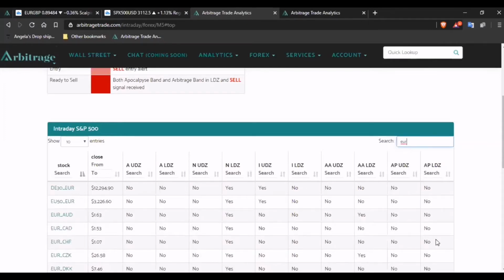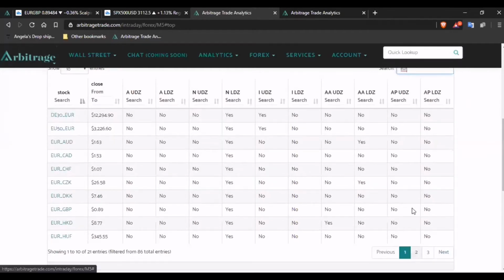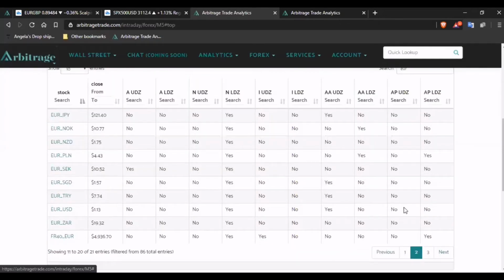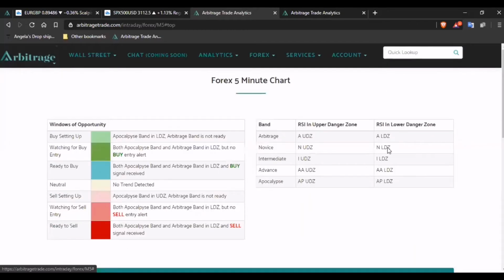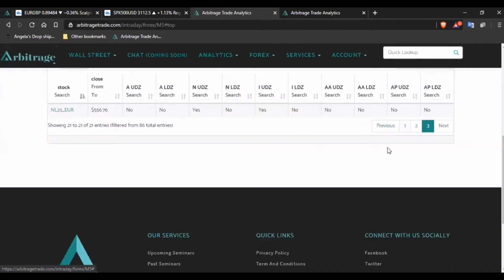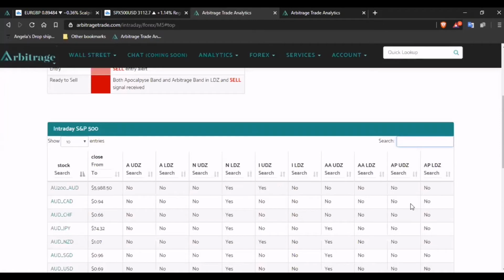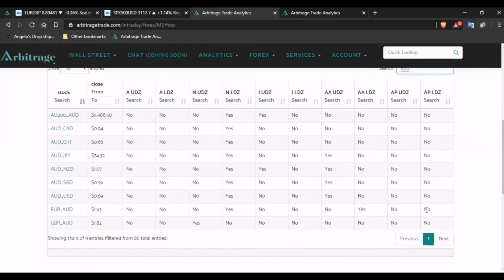Euro, no. Like I said, some of these pairs have already started moving. Nope. Nope. All right, so that's not that. I'm gonna watch Audra's video after this. Let's go to AUD. No. So nothing for AUD.